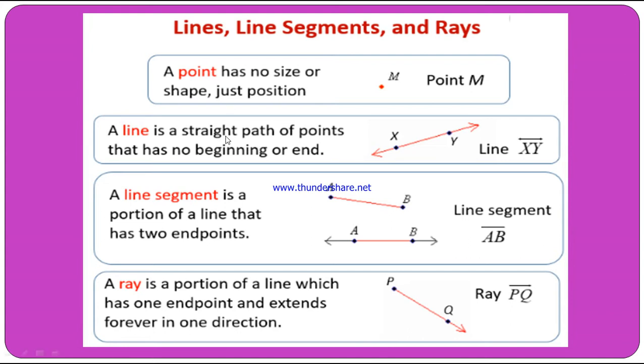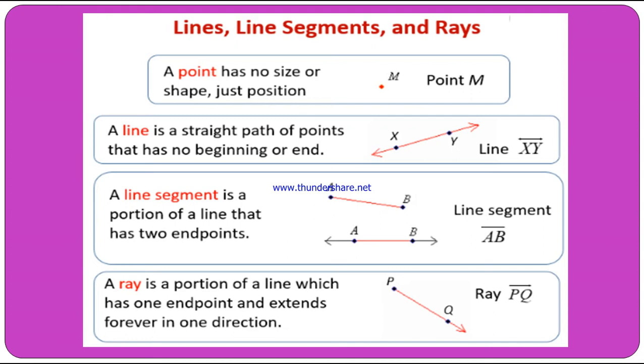Next one, a line. A line is a straight path of points that has no beginning or end. See, this is a line. This is point X and point Y. Beyond point Y and beyond point X, the line goes endlessly on both sides. So a line has no endpoints. It goes endlessly on both sides. Line XY has no endpoints.